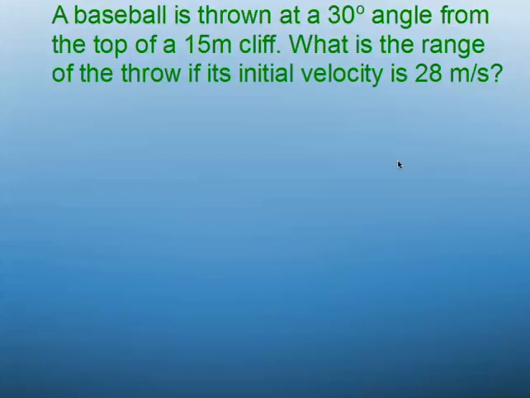A baseball is thrown at a 30-degree angle from the top of a 15-meter cliff. What is the range of the throw if the initial velocity is 28 meters per second? Before we start, this one's going to be a little bit trickier than the other ones, so buckle up.